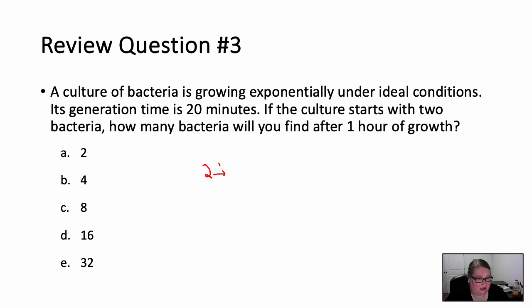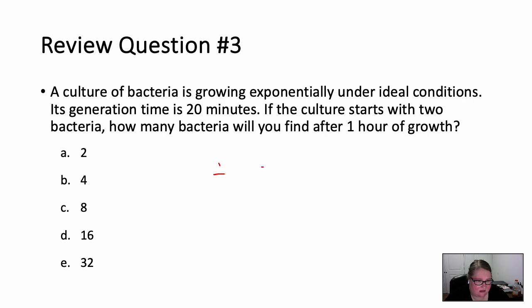Okay, so 1 generation time, we go to 4. We probably should talk about how many generation times we have. If our generation time is 20 minutes and we go for 1 hour, that means we have 3 generation times. So we go from 4 to 8 in the second generation. Then in the third generation, we are going to go to 16. So we can do the math that way.